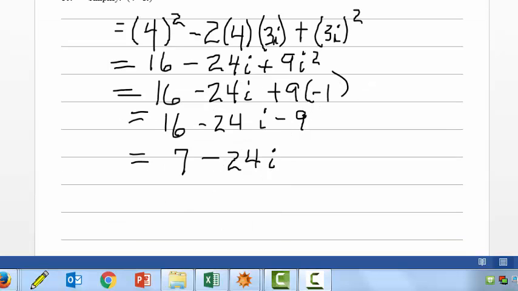All right, and this is the worksheet for section 7.6.